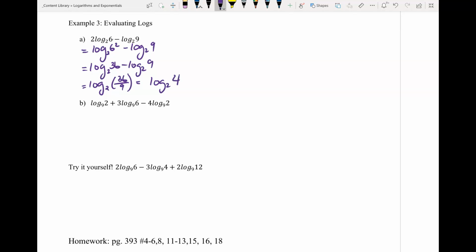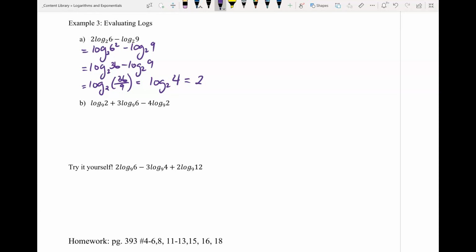Now we're going to ask ourselves, 2 to the power of what will give us 4? We know that 2 to the power of 2 will give us 4. So your final answer is just 2. Again, it's really important to note that you must have the same base to combine or expand logs. We had the same base of 2 here, which is why we can use those rules. If we had different bases, then you cannot use those rules at all.